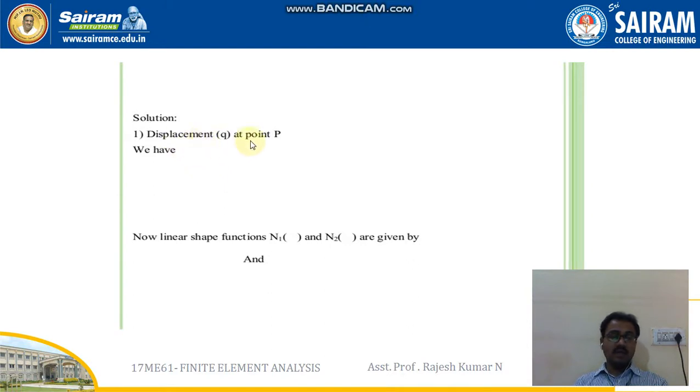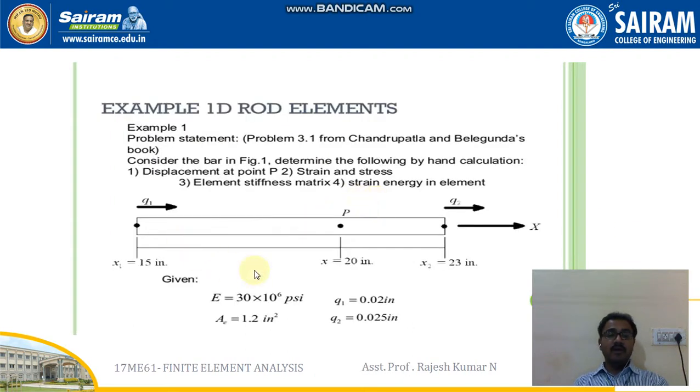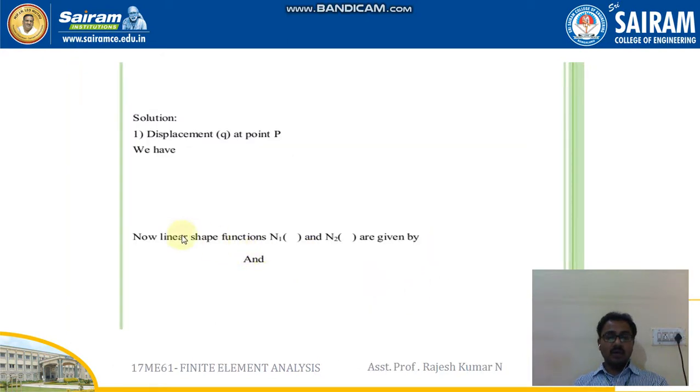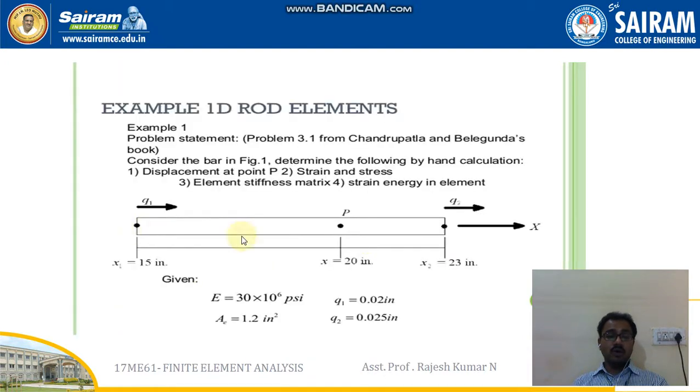First one is the displacement at point P we need to find out. Now you see whether it is linear or non-linear. The given condition is very clearly understood that it is non-linear. Sorry, it is linear. So we will be going with the linear shape function equation, because the shape function, also called an interpolation function, is used to find the unknowns between two nodes. So this is in between these two nodes only.